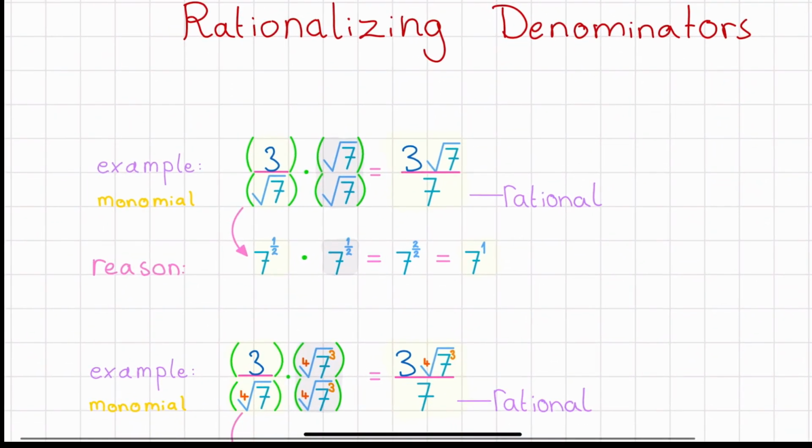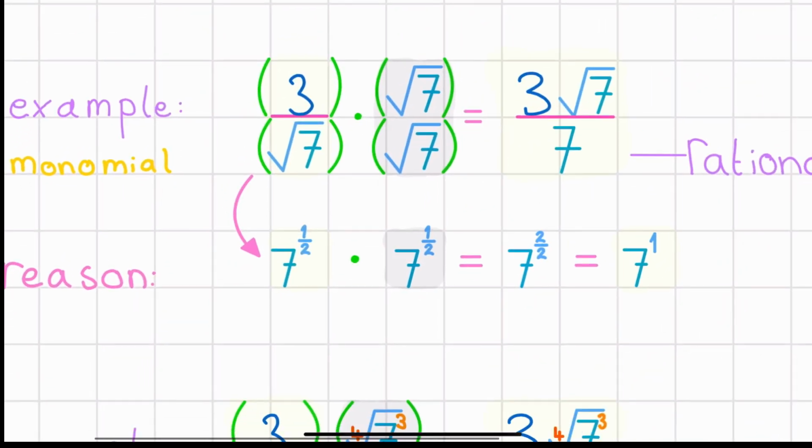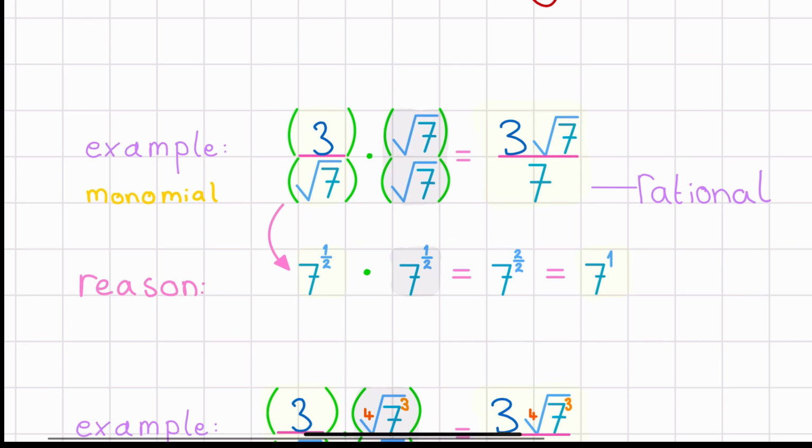Hey everyone, so today I want to show you how you can rationalize the denominator when you're trying to solve an equation and you find that your denominator has become irrational, so there's a root down there. Well, the first example here shows one term, a monomial, and we have a root.